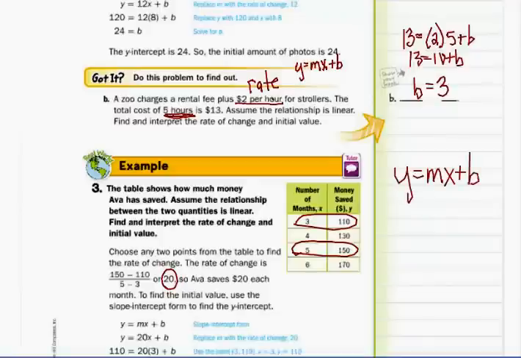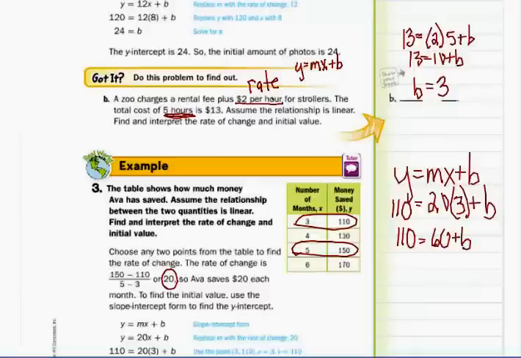All right, so once you know that the rate is 20, my y equals mx plus b. I know that my rate is 20, that's my m. My x and my y, I could use any one of these. Again, I like to use the smaller numbers just because they're easier to deal with. So my y is 110, my x is 3. So I have 110 equals 20 times 3 is 60, plus b. If I subtract 60, I'm going to get 50 is b.